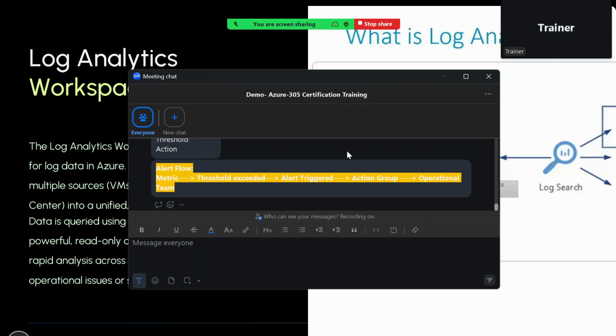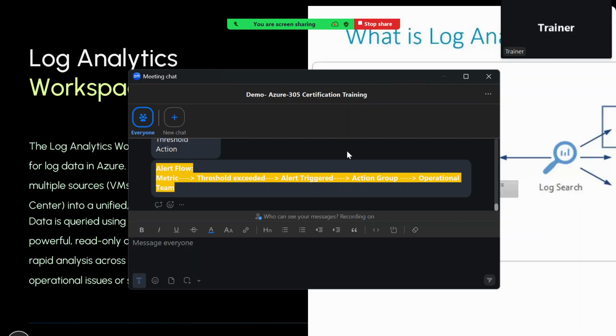Okay, now let's take some exam perspective scenarios. If CPU exceeds 90%, notify the operations team automatically, then the answer will be metric alert plus action group. If the scenario needs centralized storage and querying of Azure logs, the answer will be Log Analytics Workspace. If the scenario needs to investigate failed logins over the last 30 days, the answer will be Log Analytics Workspace using KQL. If the scenario asks for notifications when an Azure subscription resource is deleted, the answer will be activity log alerts.